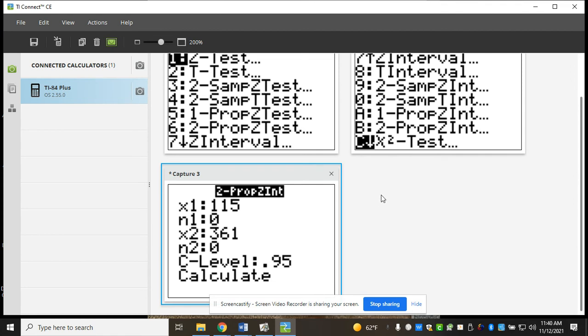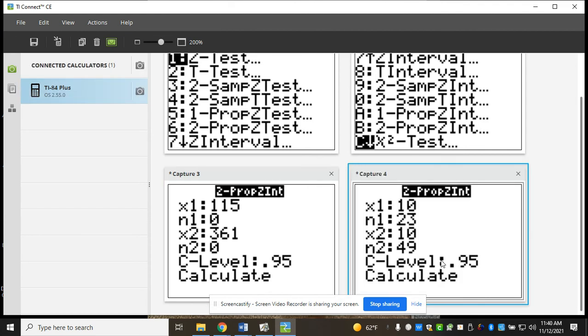And it gives me this list. So what is X when I'm dealing with proportions? Number of successes. So my X1 is going to be 10. My N1, 23. My X2, 10. My N2, 49. And I'm leaving my confidence level to be 0.95, which is where I set it. Stat tests. And it's all the way down to B. It's 2 proportion interval. 2 proportions the interval, yeah. Okay.